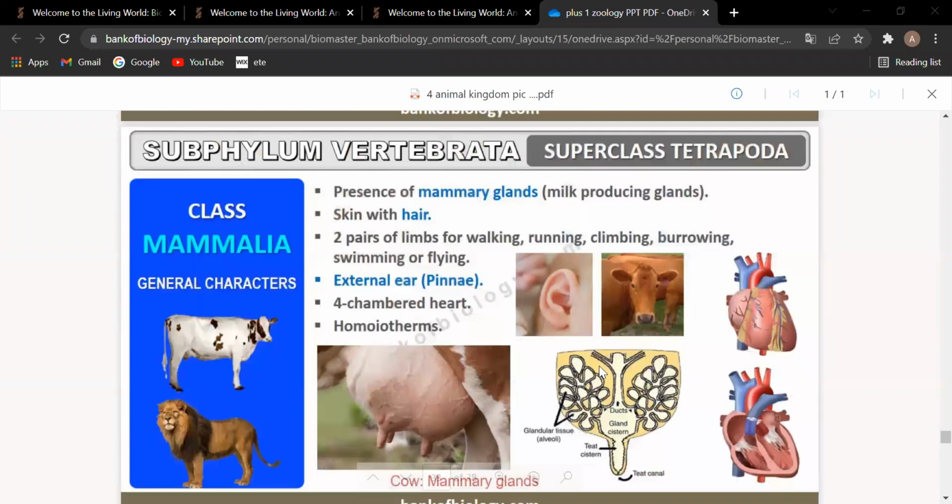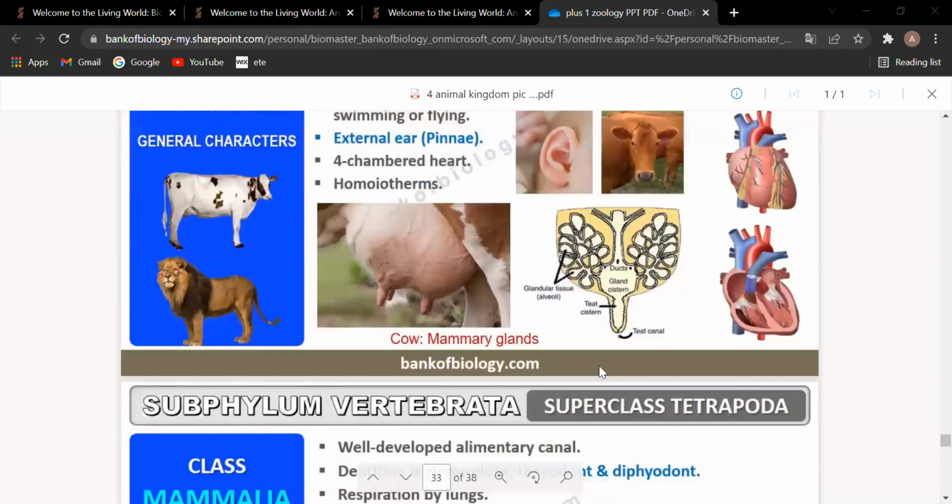And to complete this chapter, the last is going to be Mammalia. The presence of the mammary glands, of course, is the characteristic feature of all mammals. Skin with hair. We have got hair on our skin. Two pairs of limbs for walking, running, climbing, burrowing. Correct? Swimming, flying. External ear, that is pinna, is present. Four-chambered heart. We have studied the whole circulation chapter, so we know its functioning as well. And so they are four-chambered hearts with homeotherms. We can maintain our body temperatures, right? We are not poikilotherms. We are homeotherms.